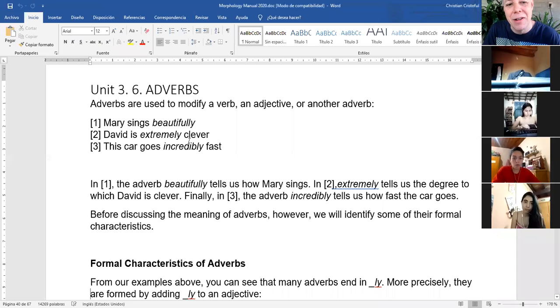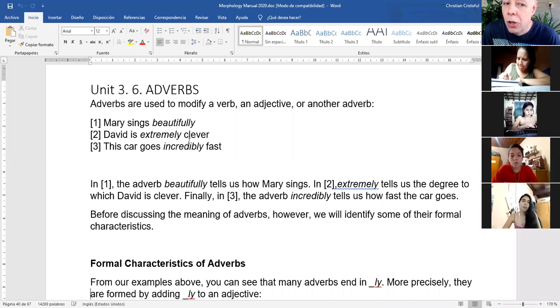In number 1, it says Mary sings beautifully. Beautifully does not refer to Mary. We don't know what Mary looks like. Beautifully refers to the singing. She sings in a beautiful way. So we say that the word beautifully is modifying the verb sing, not the noun Mary. Because of that, we call this word beautifully an adverb. Because of the definition, an adverb is a word that modifies a verb.